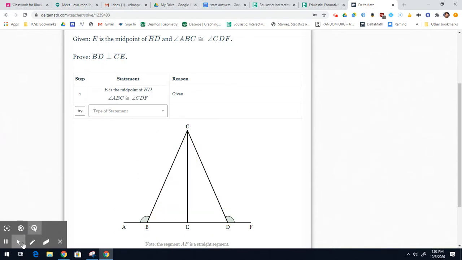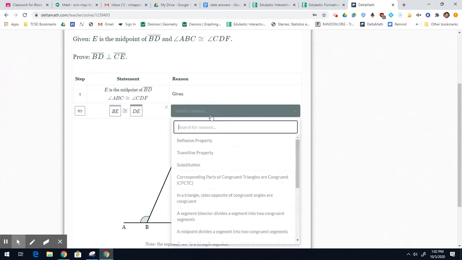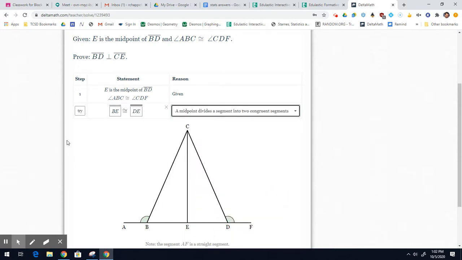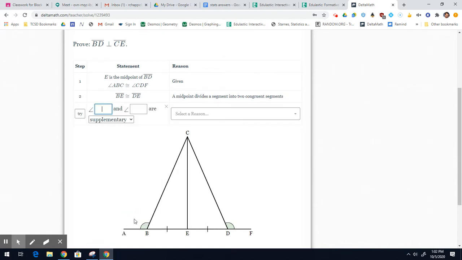All right, here we go. So let's talk about the midpoint. If E is the midpoint of BD, we should know that segment BE is congruent to segment DE. That is, a midpoint divides a segment into two congruent parts. Awesome. Now let's talk about this angle here. Supplementary angles, right? Because they're a linear pair.